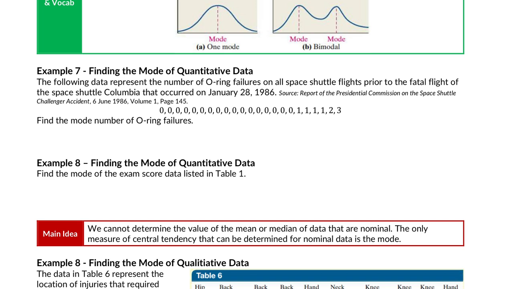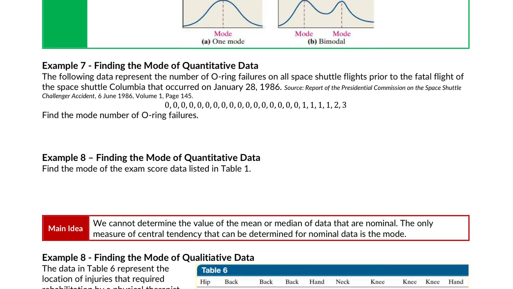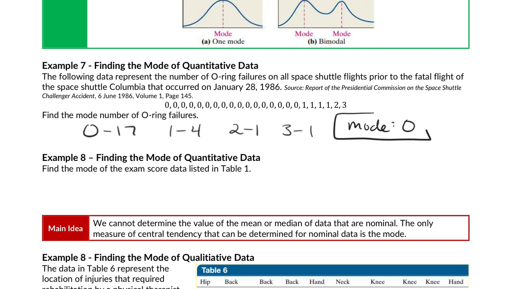0. Just to show some work, so if you're looking back later and confused on what we did, there were 17 zeros in this data. There were 4 ones. There was 1 two, and there was 1 three. And so it's very clear to us that the mode is 0, because that is the data point that occurs most often.